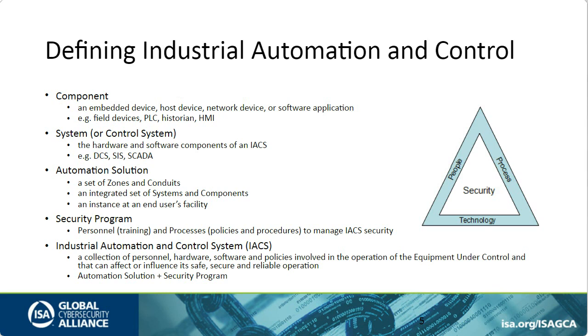And finally, the IACS is a collection of the personnel, hardware, software, policies, and procedures needed to safely, securely, and reliably operate the equipment under control. You can think of the IACS as the combination of the automation solution, or the technical part, and the security program, or the people and process part.